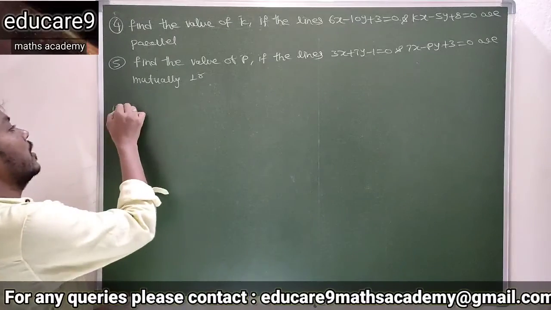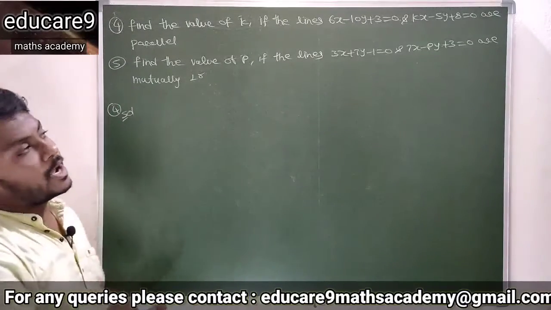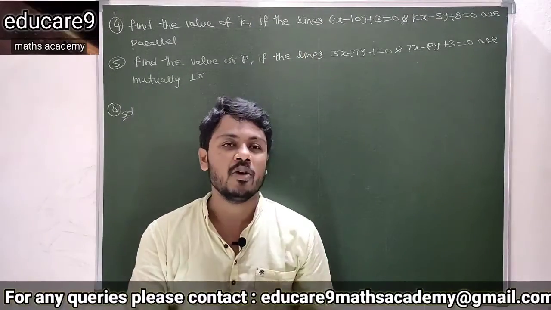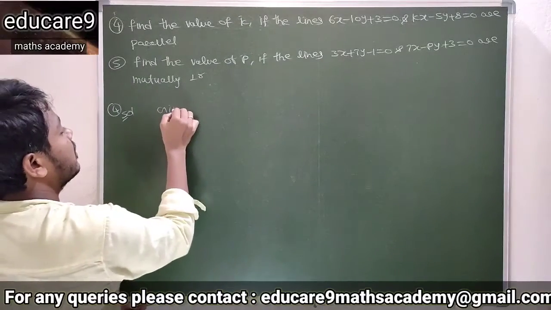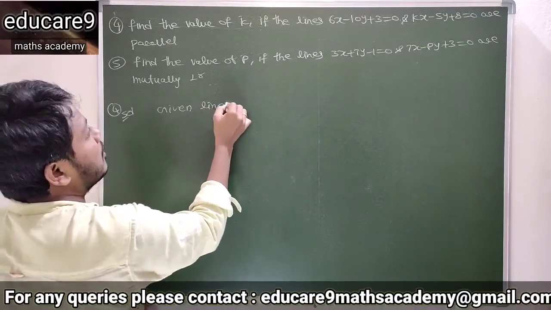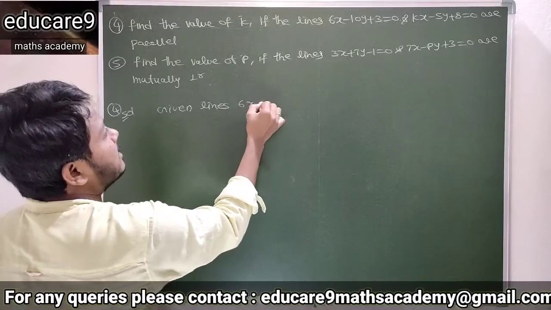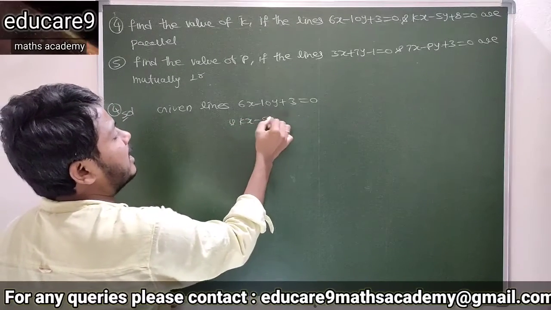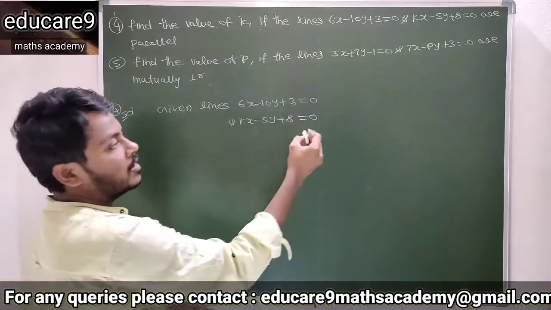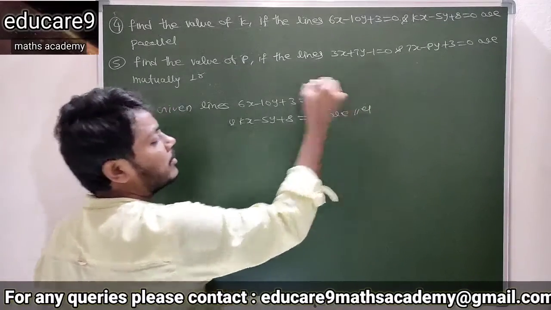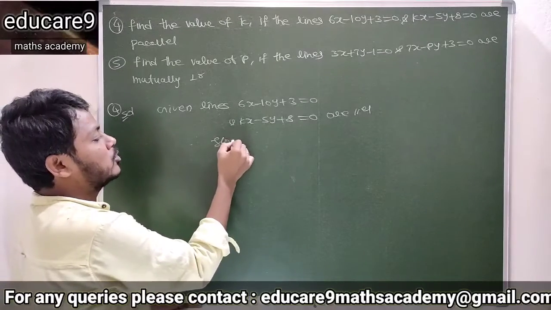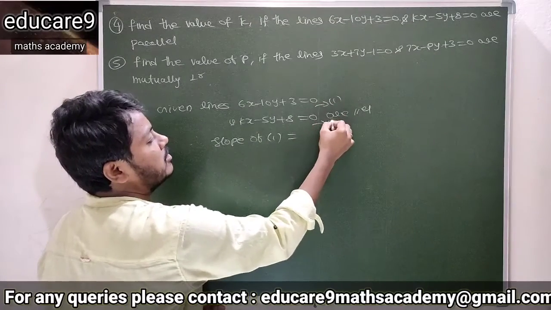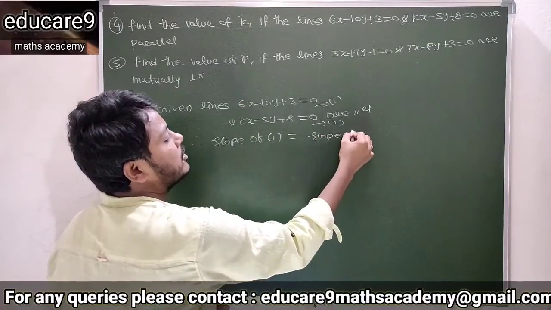So see the next question. Find the value of k if the lines are parallel. Lines parallel means slopes are equal. So see here, given lines 6x - 10y + 3 = 0 and kx - 5y + 8 = 0 are parallel. So therefore the slope of equation 1 is equal to the slope of equation 2, where this is equation 1 and this is equation 2.